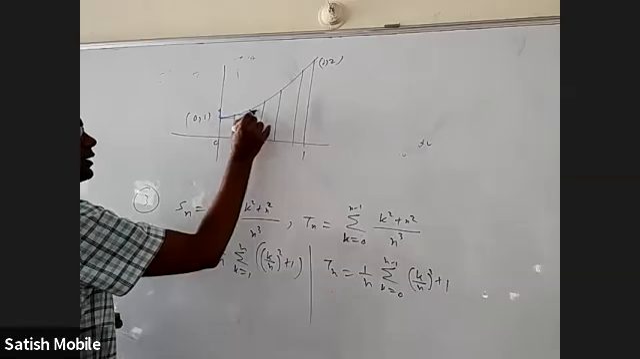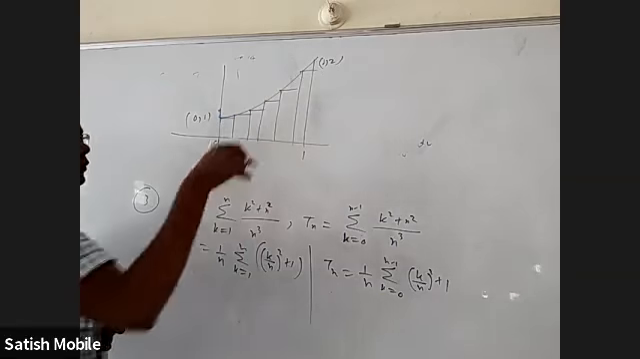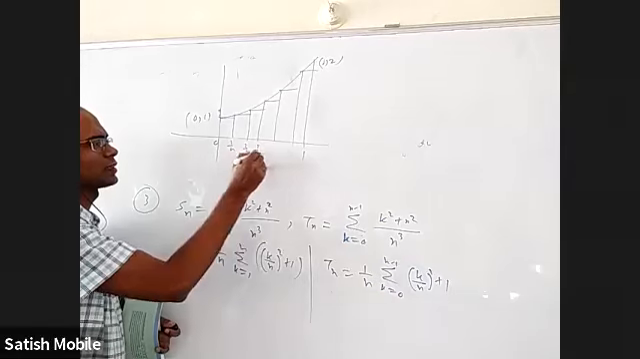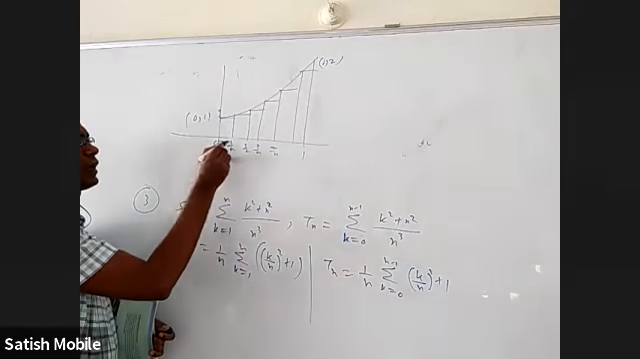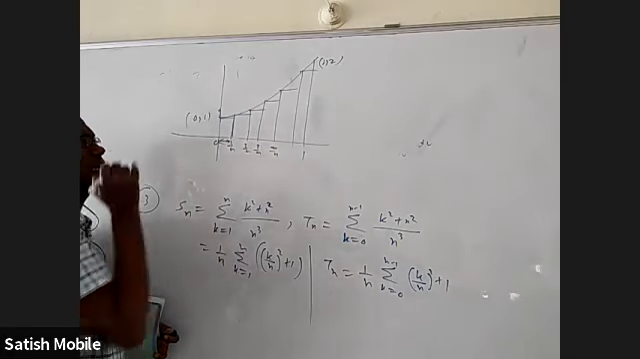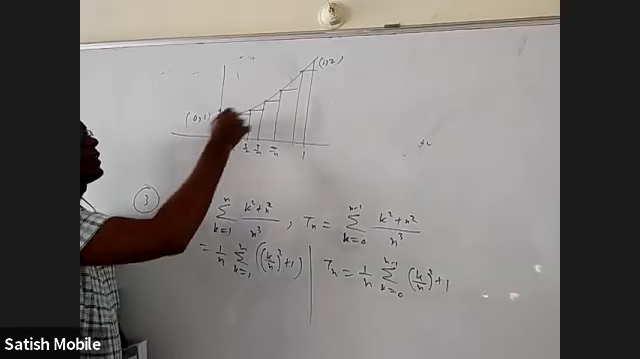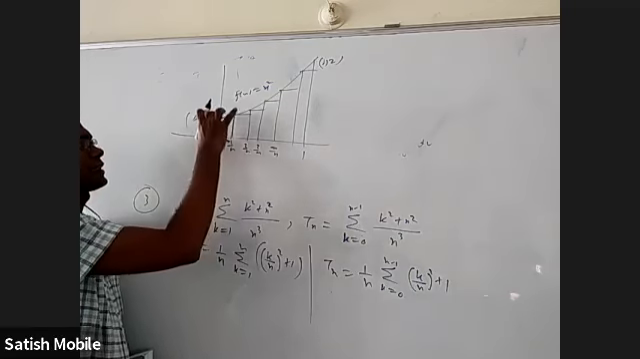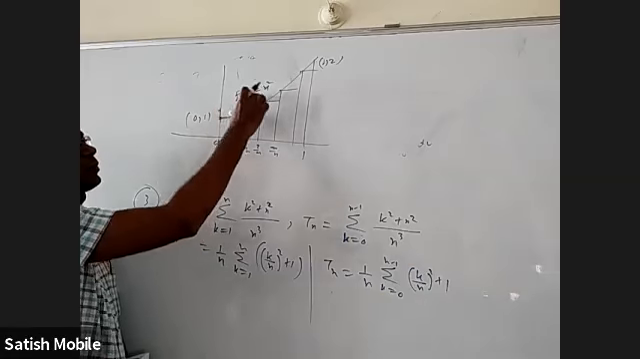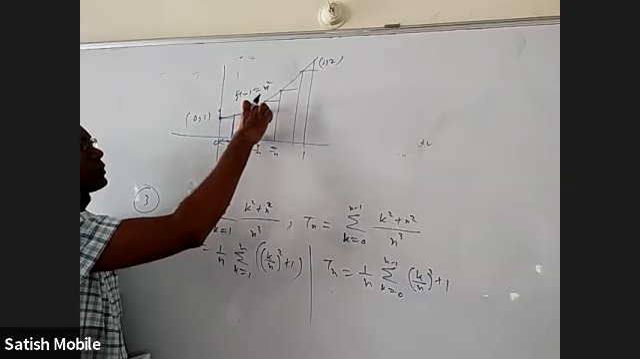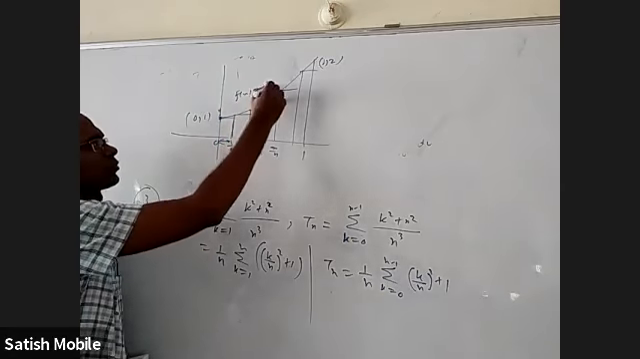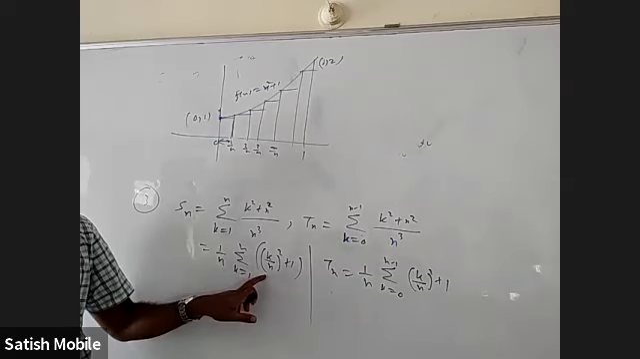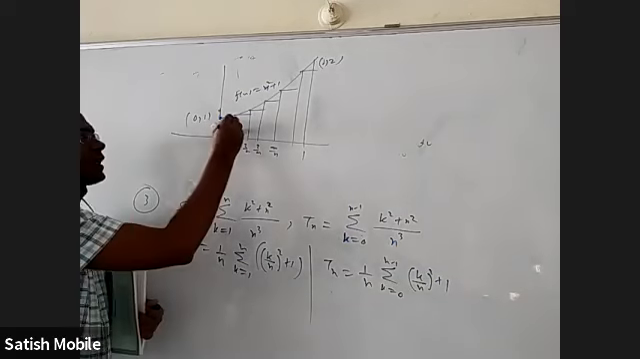Somebody can find all the lower areas and add all of them. When you make them into n parts, this is 1 by n, this is 2 by n, this is 3 by n, this is 4 by n. What is this width? 1 by n. And what is this height? This is f of x equal to x square plus 1. If you take this height at 0, it is 1. The next height will be (1 by n) whole square plus 1, then (2 by n) whole square plus 1, then (3 by n) whole square plus 1. So when you put k equal to 1, you are taking (1 by n) whole square plus 1. That is exactly this height.